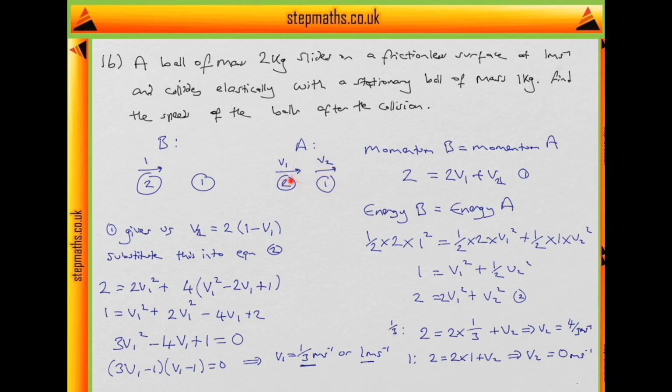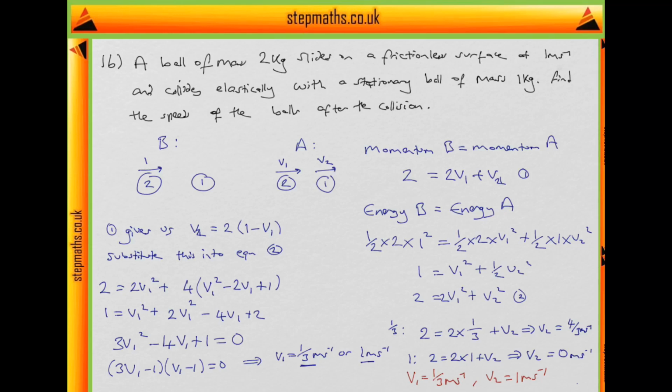So if you can picture that, what that would mean is this ball has essentially passed through this first ball, leaving this stationary and this carrying on at the same speed. Clearly this cannot happen, so we have to reject this result, which tells us our final answer is going to be v1 equals 1/3 meters per second and v2 equals 4/3 meters per second.